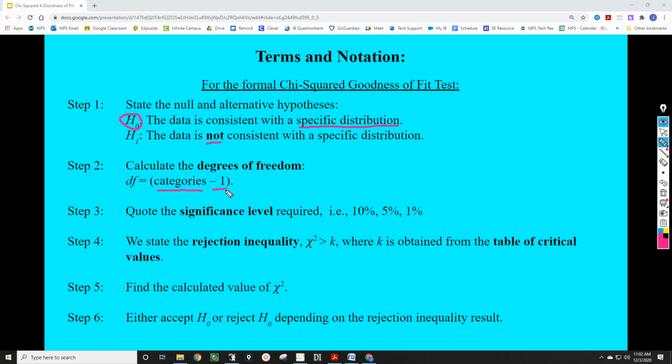So like if it was dealing with color and there were 4 color options like red, blue, yellow, and green, that'd be 4 different categories or 4 different choices that people selected, and we would just subtract 1 from that to get our degrees of freedom.